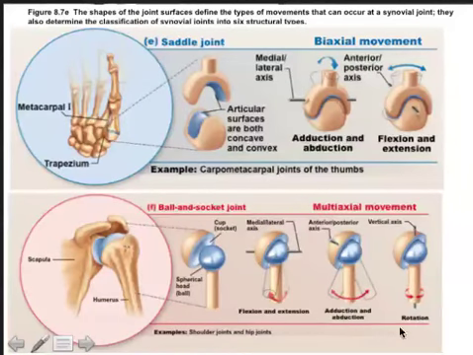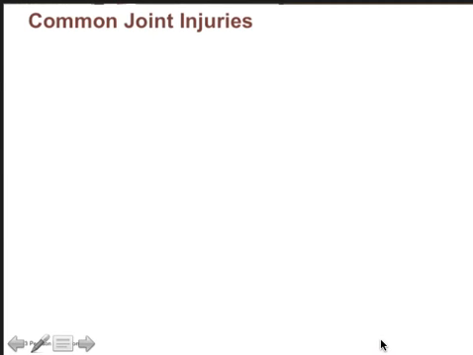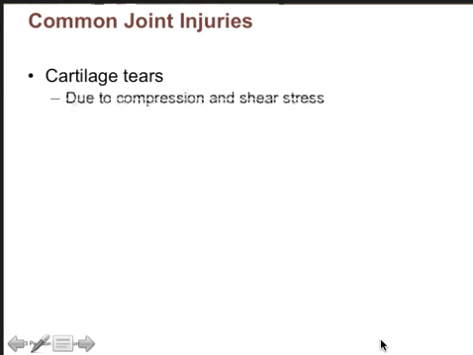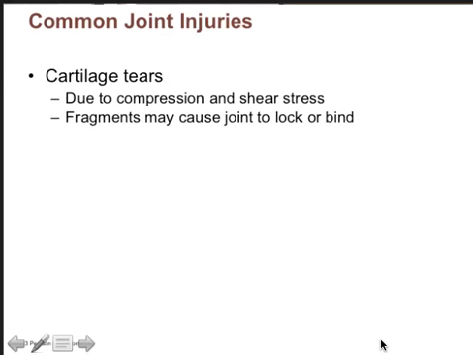Because of the great freedom of movement, this joint is one of the most easily injured in the body. Remember that the more movement the joint allows, the more potential there is for injury to occur. Let's talk a little bit about some of these injuries. Cartilage can sometimes tear due to compression or shear stress, undue force on the joint in a plane of motion that the joint isn't used to moving in. And this causes it to fragment and make the joint lock or bind.